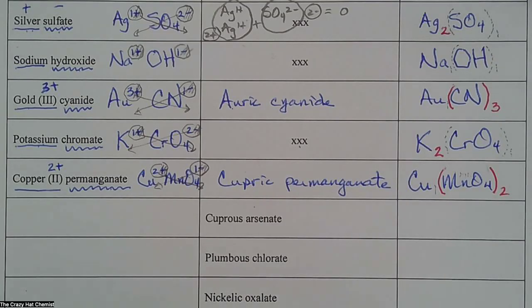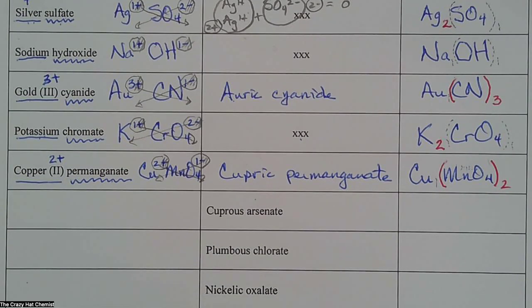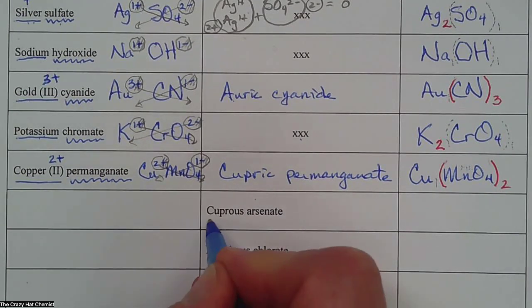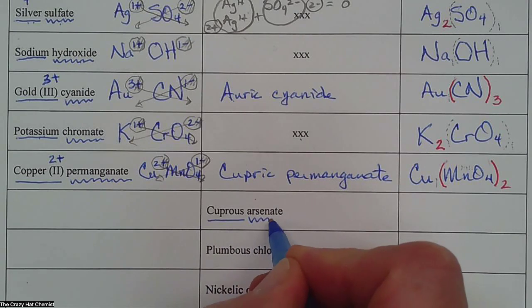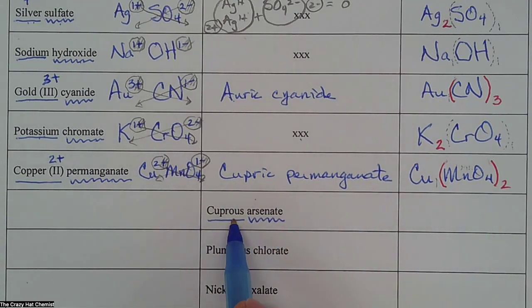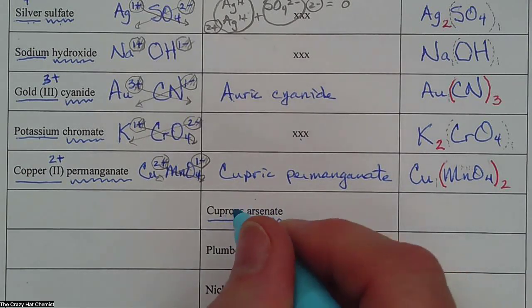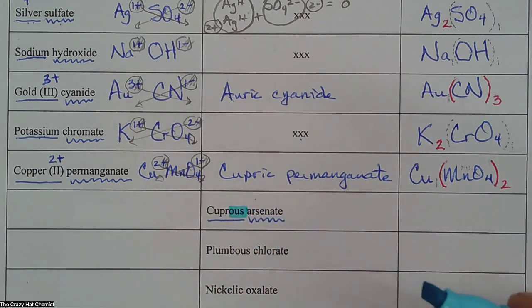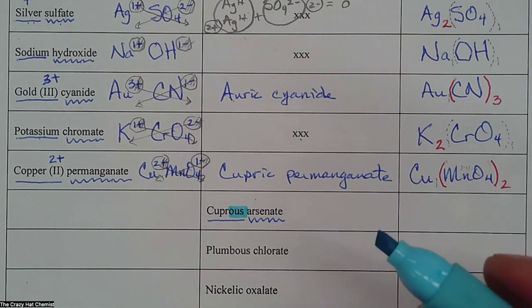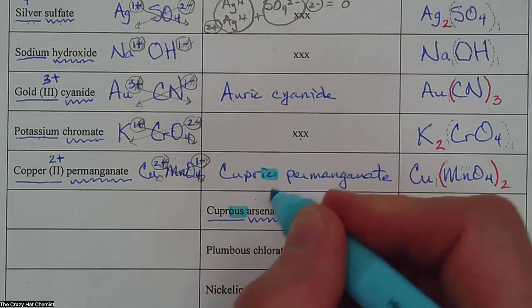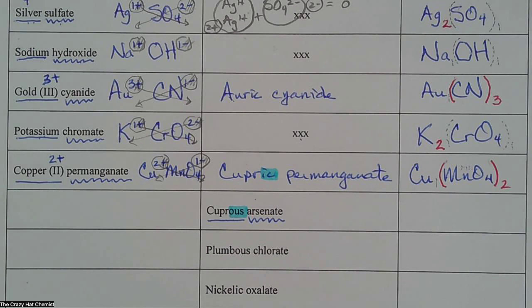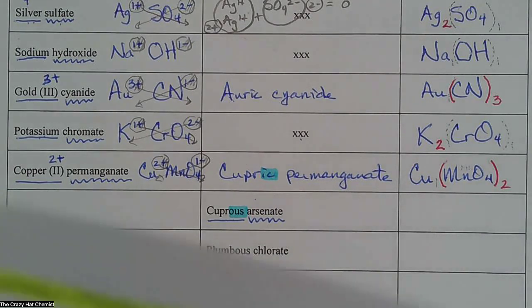All right, so hopefully you got that one, and let's move on to the next one. So the next one here, I actually have a common name. It's cuprous arsenate. Since this has an ending here with an OUS, I know it is the lower of the two charges. And just as a hint, we just did cupric, and here is cuprous. So it's going to be in the same section. It's the same element. Hopefully you get that.